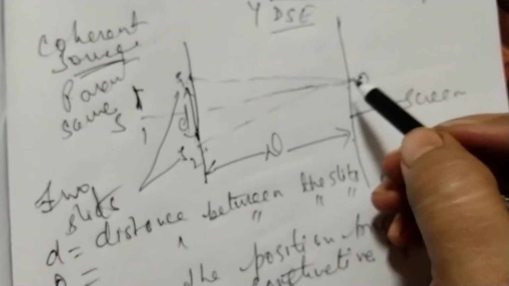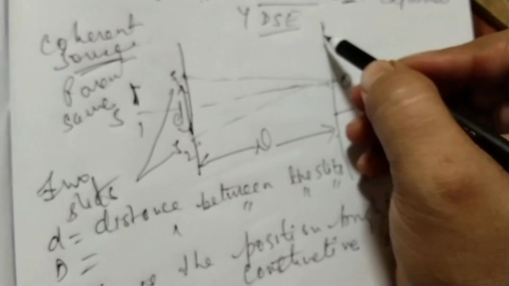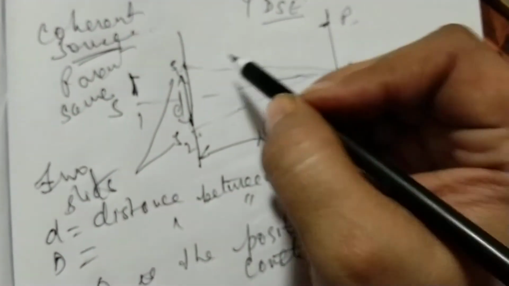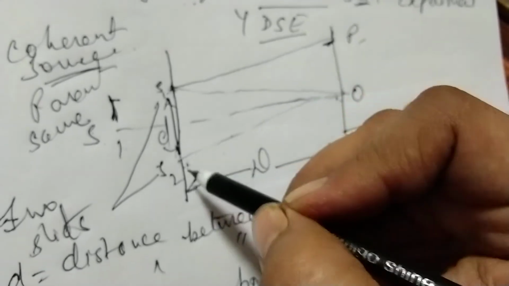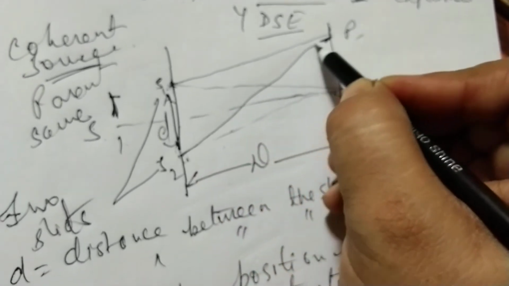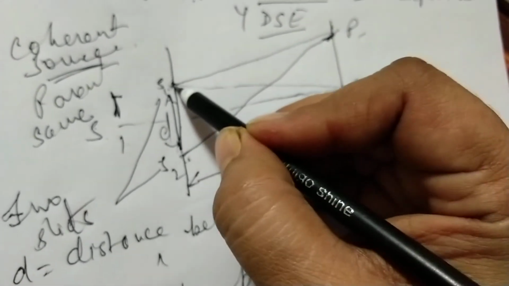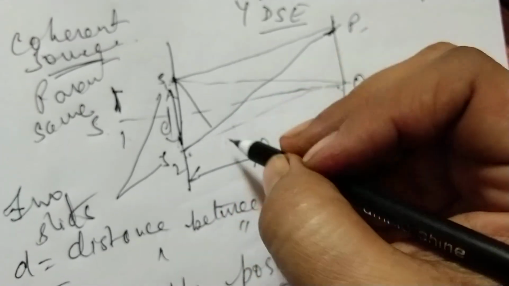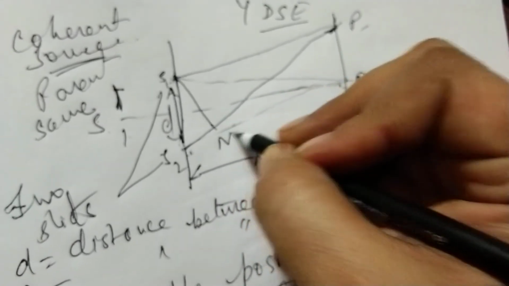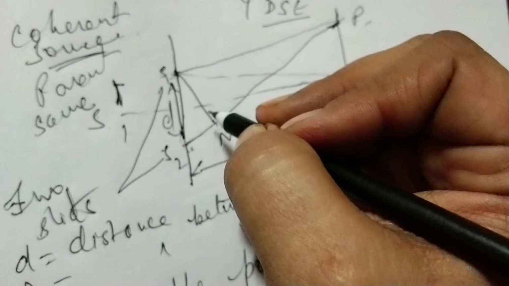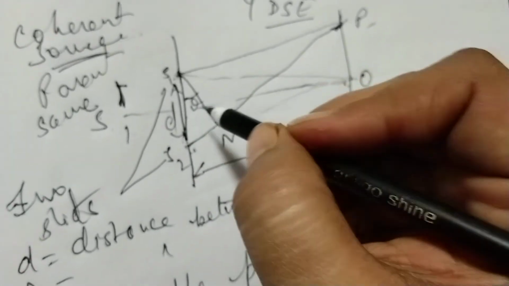Now, it is not necessary that we always get constructive interference. Let us assume we have taken a point P here. The distance from S1 to P is this, and the other distance is from S2 to P. This is your path difference. We take this angle as theta.